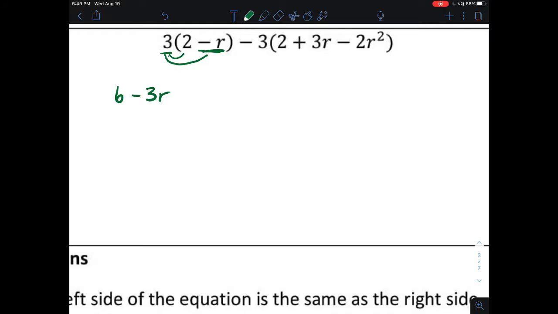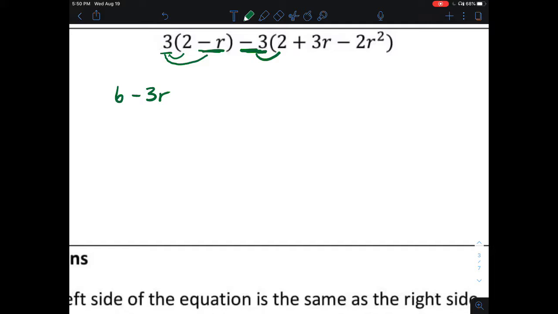And now I'm ready to go to the next set of parentheses. Well, this problem's a little bit different because I don't just have a 3 out here. I technically have a negative 3 because of that minus sign. So I'm going to distribute a negative 3 to everything that's on the inside.